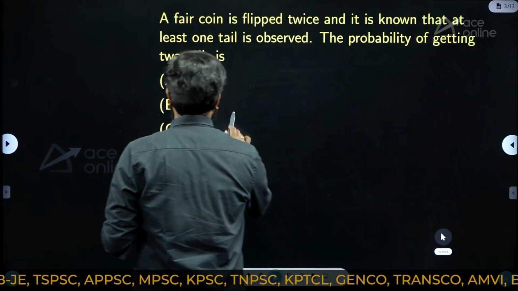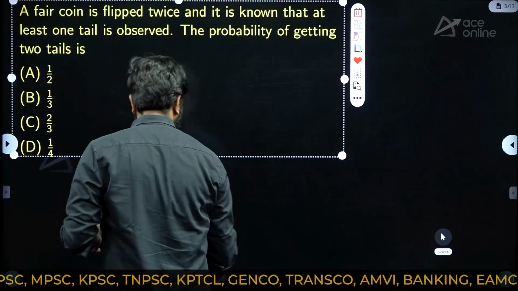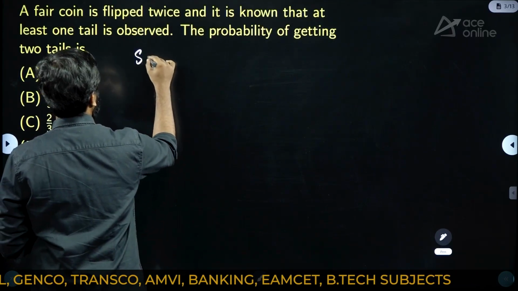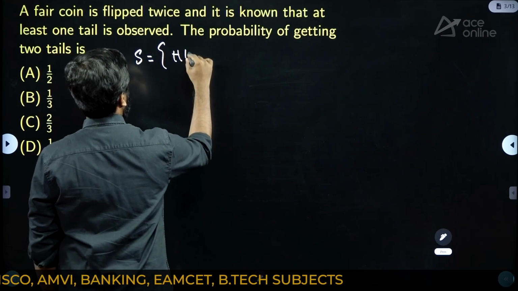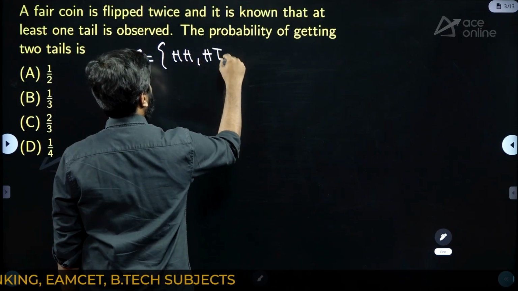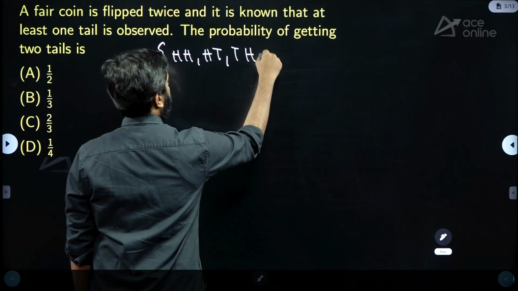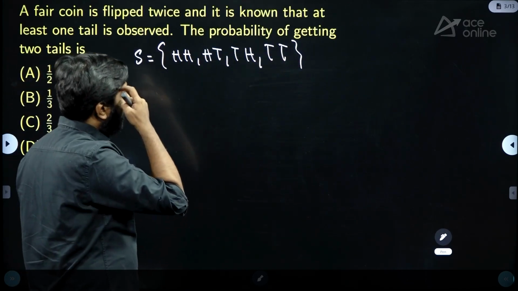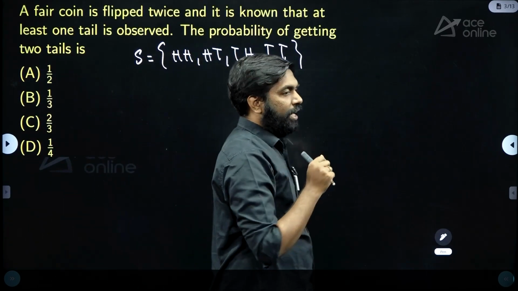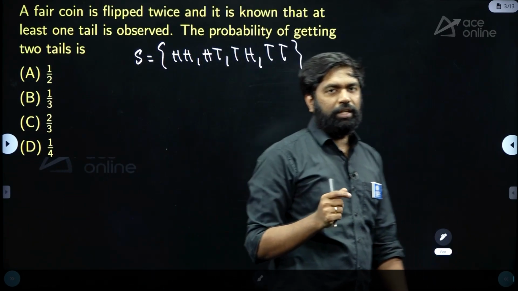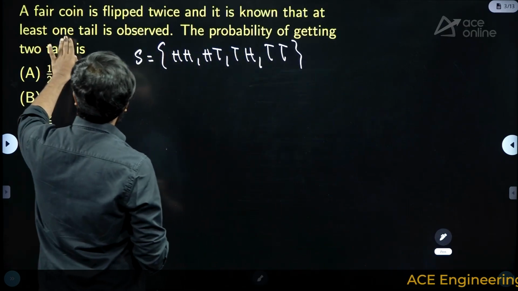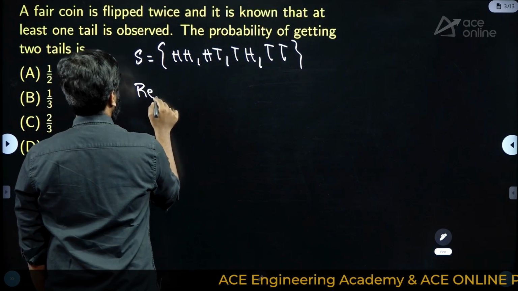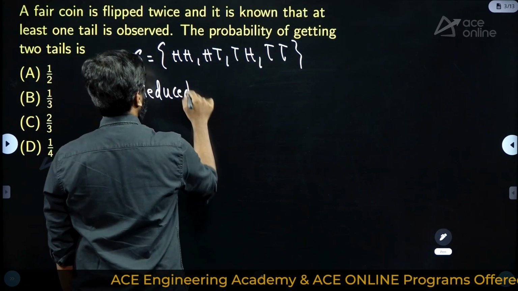Okay, so let's solve this. Now when you toss a coin 2 times, what's the sample space? The sample space is like this: head, head, head, tail, tail, head, and then tail, tail. This is the sample space. Now he's saying that a coin is tossed in such a way that at least one observation is tail. So look at this, at least one tail is observed. So let's write the reduced sample space. What's the reduced sample space?